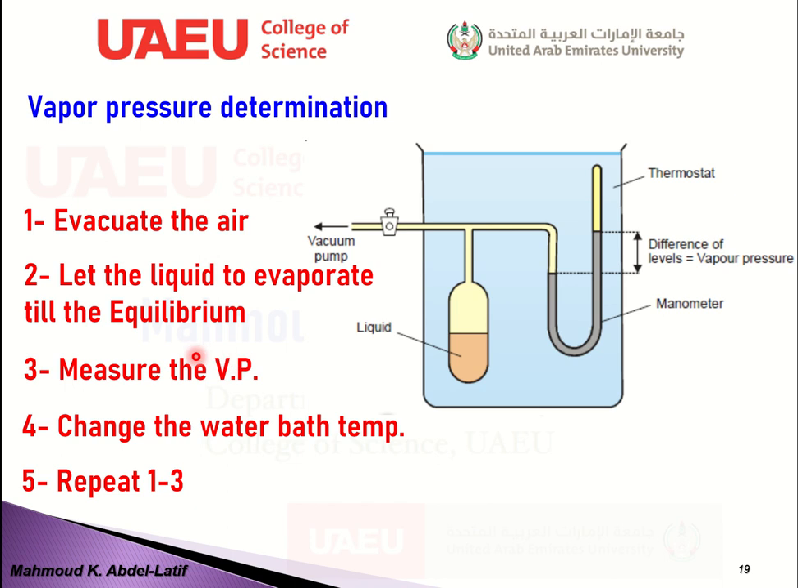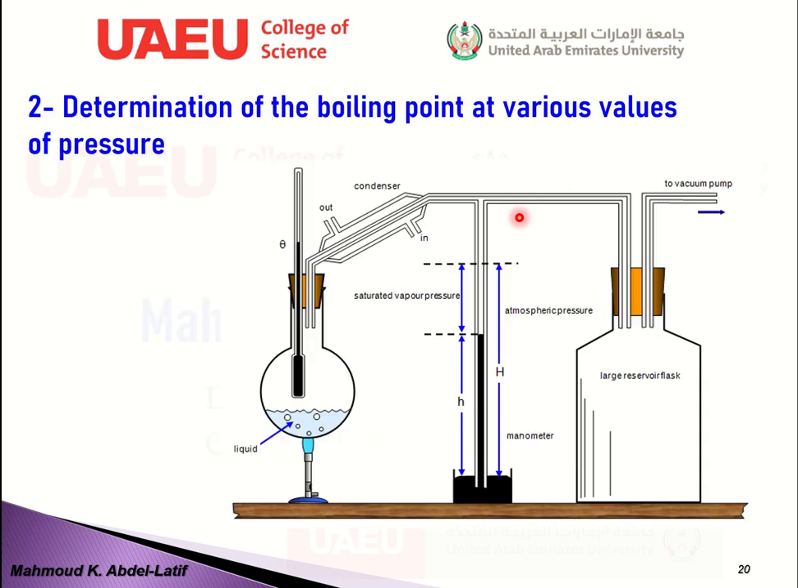Now you have the vapor pressure at a certain temperature of the water bath. Just change the temperature of the water bath again and wait some time until you reach equilibrium, then determine the vapor pressure. So change the water bath temperature and repeat, 1, 2, 3, to determine the vapor pressure. In this method, we change the temperature and determine the vapor pressure.